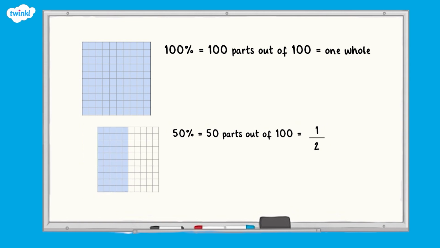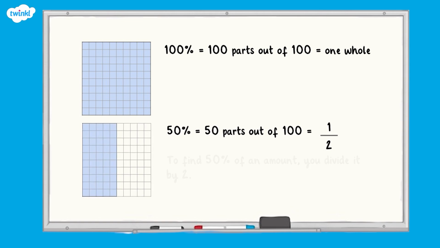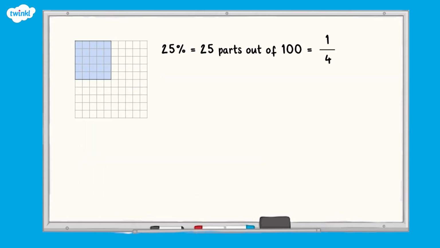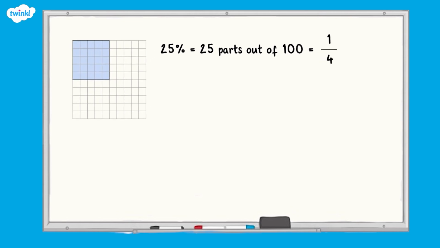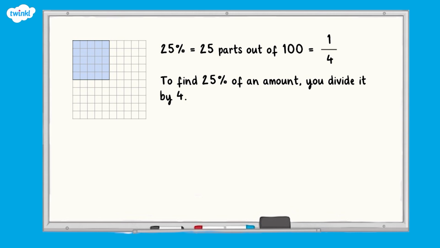50% is 50 parts out of 100. This is the same as a half. To find 50% of a number, we halve it or divide by 2. 25% is 25 parts out of 100. This is the same as a quarter. To find 25% of a number, we halve it and halve it again, or divide by 4.